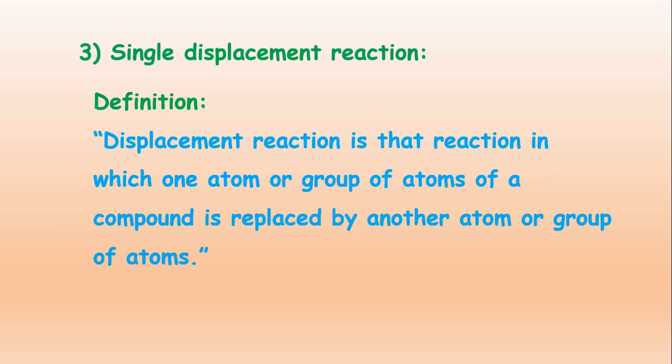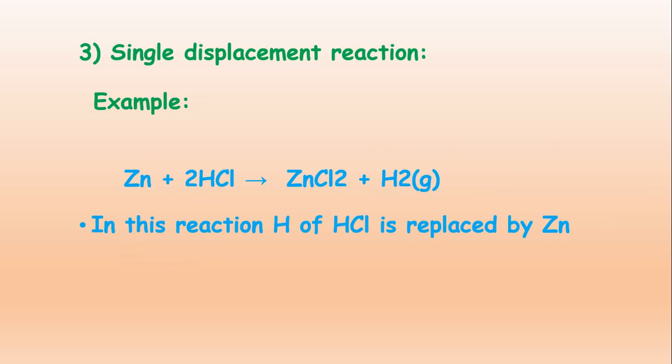A displacement reaction is a type of chemical reaction in which one atom or group of atoms of a compound is replaced by another atom or group of atoms. This is called single displacement. Here one atom or group of atoms is displaced by another. Suppose this is the example, look here.